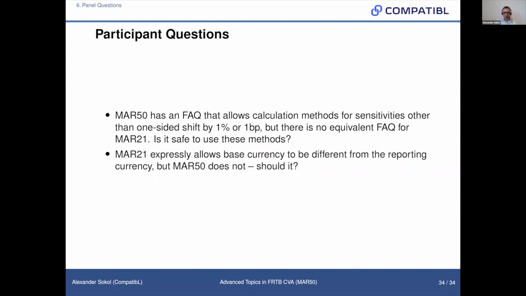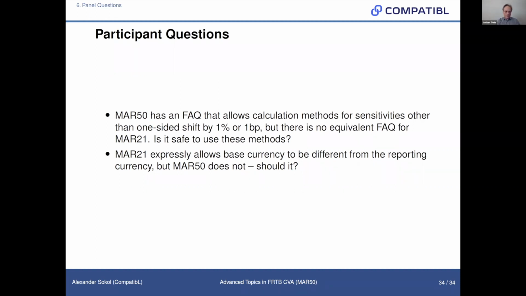But I believe the banks are not allowed to change base currency to make base currency different from the reporting currency unless expressly permitted in the document, and MAR21 or standardized for trading book permits us, while MAR50 CVA regulation doesn't. So anyone can comment. What's your understanding of one is permitted, the other one isn't, or it's just a matter of time, and eventually there will be an FAQ that permits that aligns them.